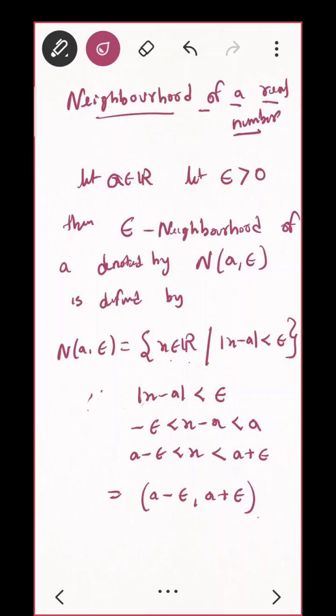Is that clear? Yeah, very nice. So okay, now whether the neighborhood is unique, or let us do some question first, then we'll see.